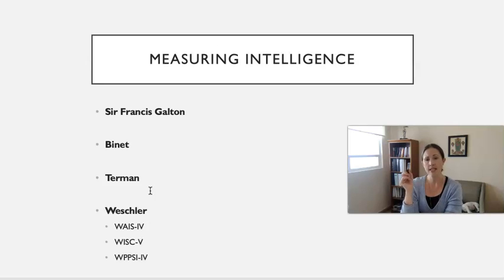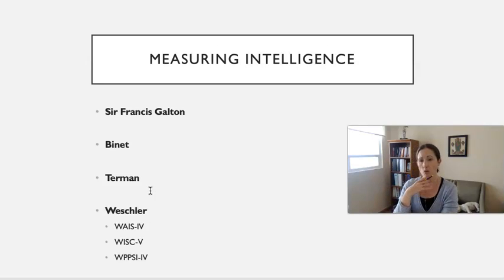So the WISC is the Wechsler Intelligence Scale for Children. This would be for kids who are between like 6 and 16. And then the WPPSI is the Wechsler Primary and Preschool Scale of Intelligence, which is for like 3 to 6 or 7. So all of these have Wechsler Intelligence Scale in the title. The A for adult, the C for children, and the PP for preschool and primary. That lets you know what age range it is.